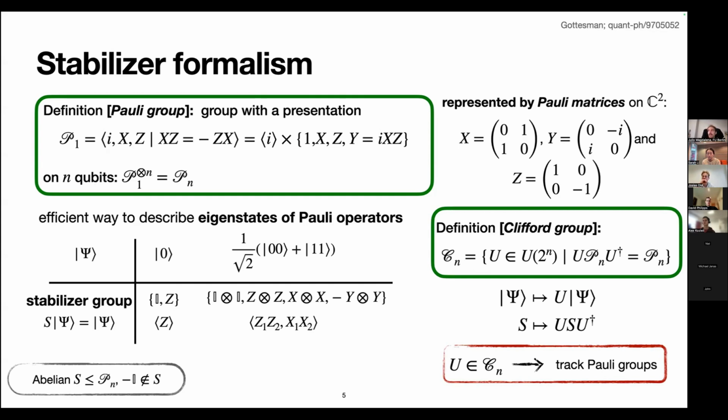So when you have physical operations, gates that are composed of these Clifford operations, then we can simply keep track of the stabilizer groups instead of keeping track of the states. So in this way, this gives us an efficient way to understand Clifford protocols, and this has been used for many decades. And we want to do this graphically.